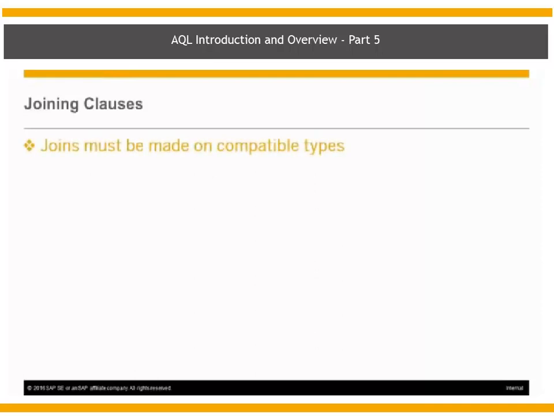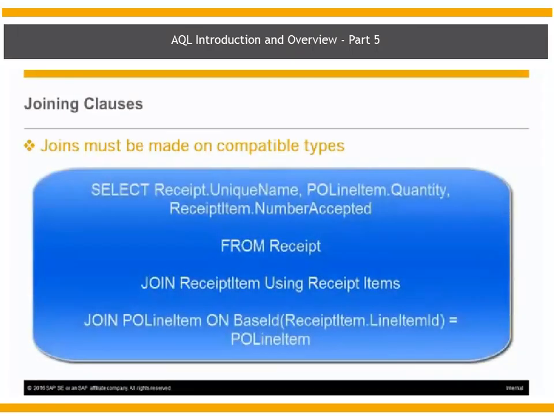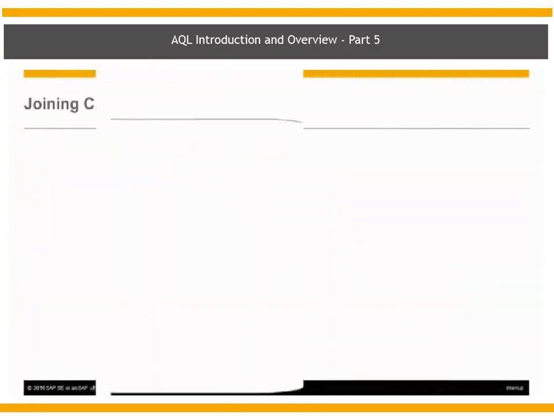Joins must be made on compatible types. For example, in situations where there is a base ID stored in a string field, you can use the base ID function to force the type compatibility. The following query shows how to join on a PO line item field, which is a base ID. In other words, the common or compatible field may not always be named identically in both tables, but the same value would be found in both tables.